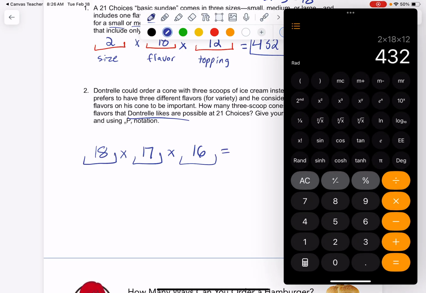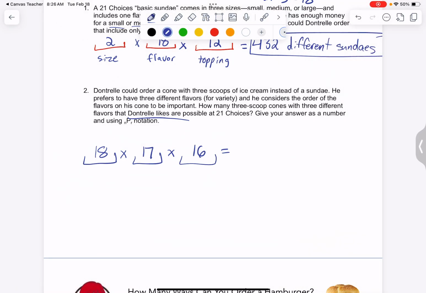Now, I can multiply that out, and that's fine. 18 times 17 times 16 is 4,896. The problem is sometimes this is going to get a little tricky with how long these can get. We could have like 15 permute 10, and then you're stuck multiplying out 10 different numbers. So the way we fix that is with nPr notation. So we had 18 different options in that first slot, and then we had 3 slots in total.